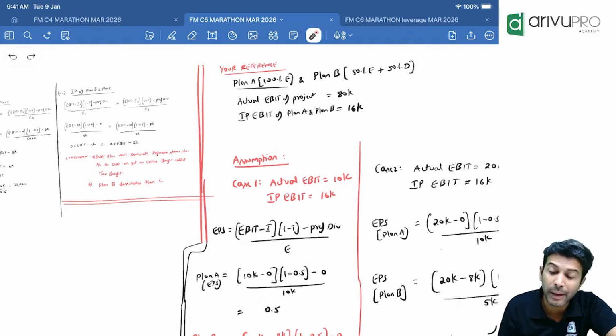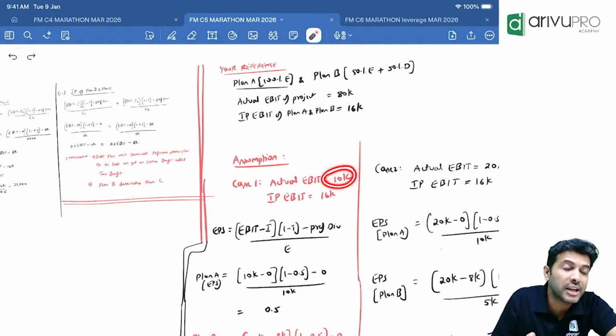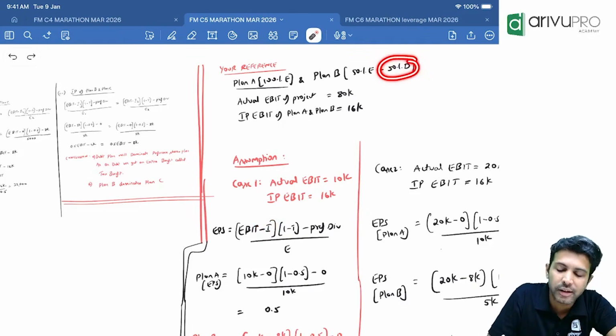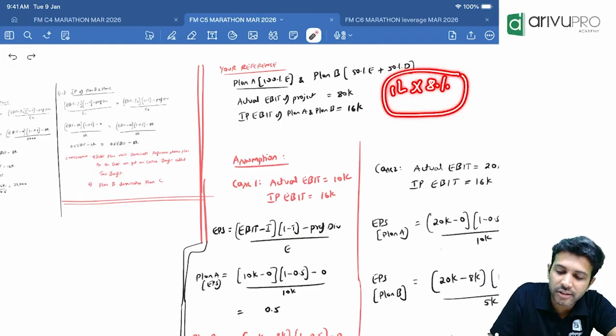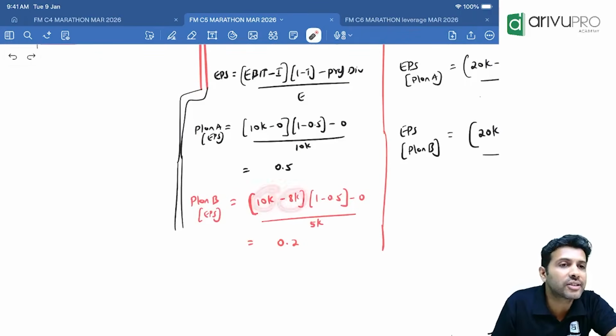Same for plan C. Plan B, you calculate. How much is EBIT? The project EBIT is 10,000, minus interest. Plan B has debt. How much debt does plan B have? 50% debt. How much is the value of debt? 1 lakh. And the interest rate is 8%. That means interest is how much? 8,000. You calculate this for me. Let's see. Interest is 8,000. I'm only telling here, EBIT is 10,000. Okay, 10,000 minus interest of 8,000.